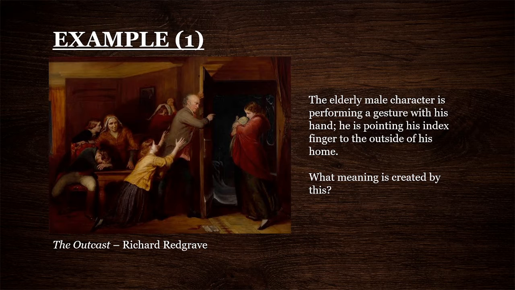Okay, so in terms of this visual image, I would say the character that stands out the most is the old man holding the door. And his body language, I would say, also is the most prominent. That's because he's centered in the image, which is another technique that we will talk about later on. But centering is quite important as well. But anyways, going back to the old man's body language, he's obviously gesturing with his hand, or his arm, you could say. And in particular, the gesture is he's pointing his index finger outside of his home.